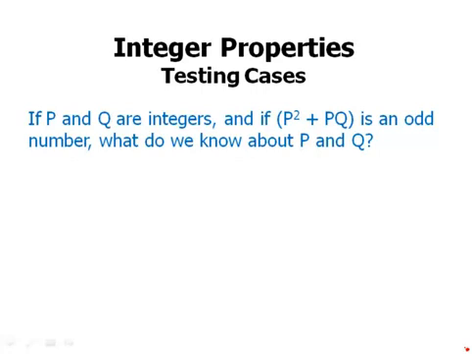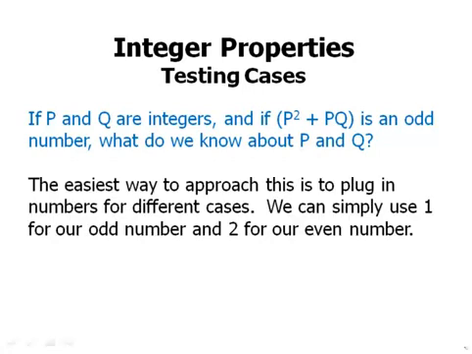If p and q are integers, and if p squared plus pq is an odd number, what do we know about p and q? The easiest way to approach this is to plug in numbers for different cases. We can simply use 1 for our odd number and 2 for our even number. Notice we're going to have 4 different cases. Both p and q could be even, both could be odd, or p is even and q is odd, or p is odd and q is even. So we have to test all 4 of those cases separately.